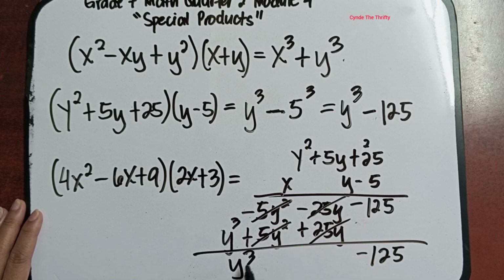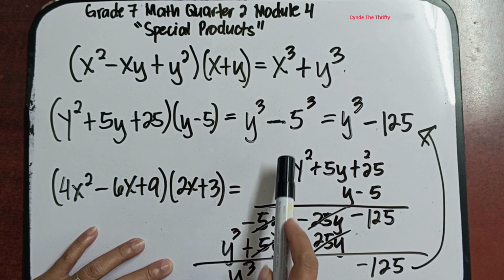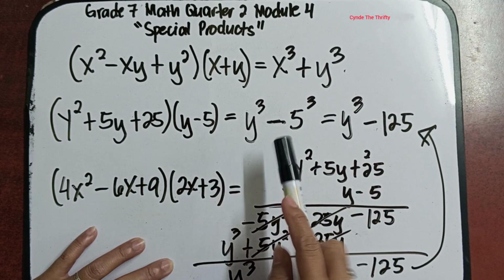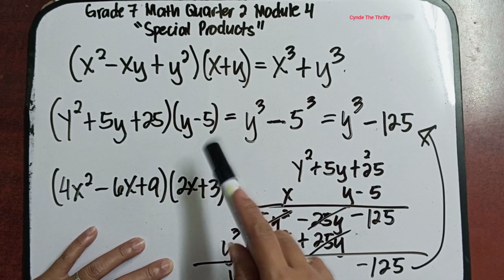So, ang sagot natin is y cube minus 125. Okay, so tama yung sagot natin. Ngayon naman, i-check natin ang mga points kung tama ba yung sagot natin base sa ating points sa product of a binomial and a trinomial.